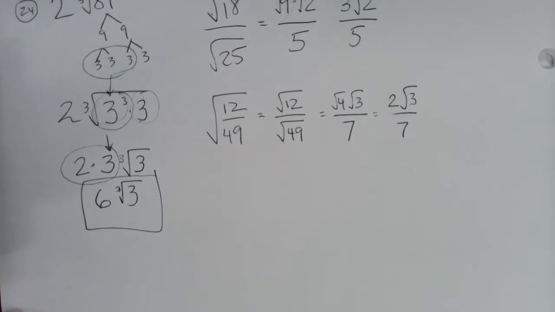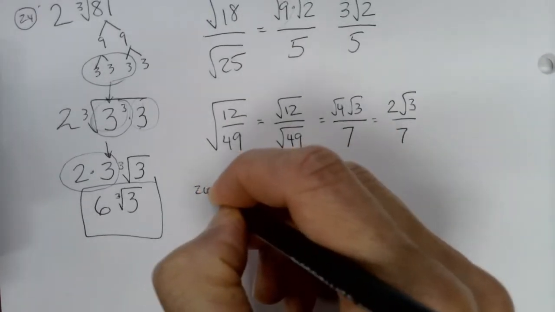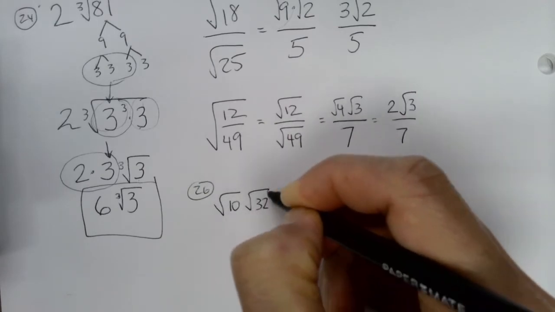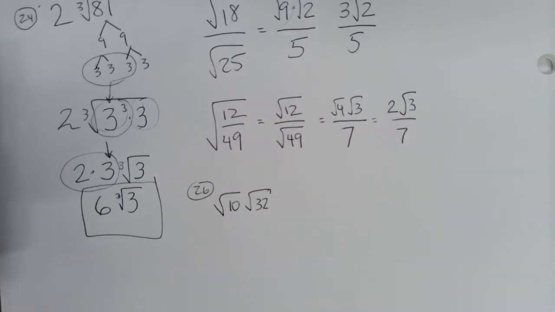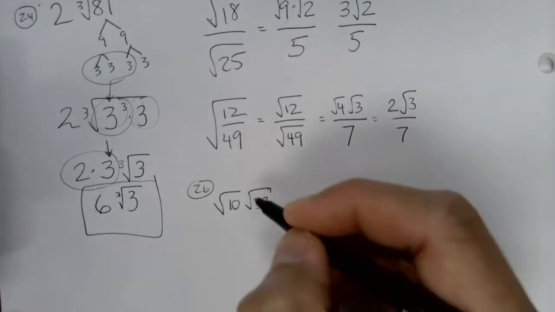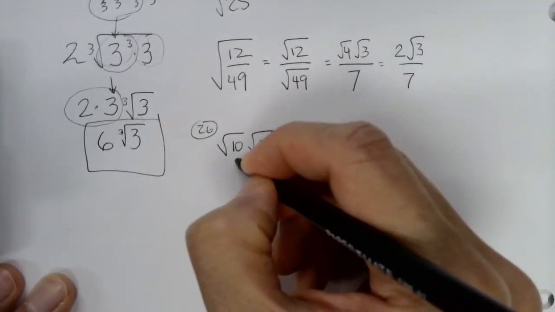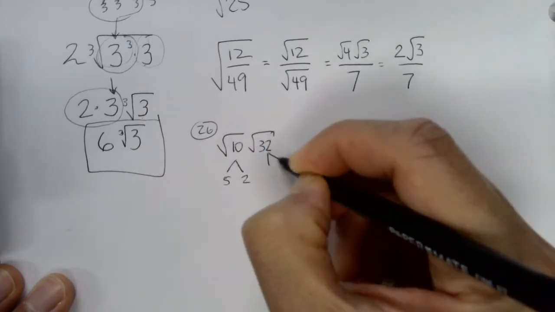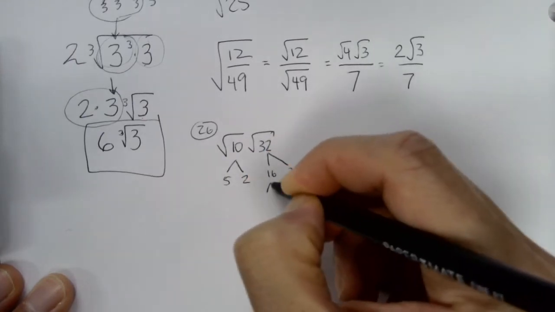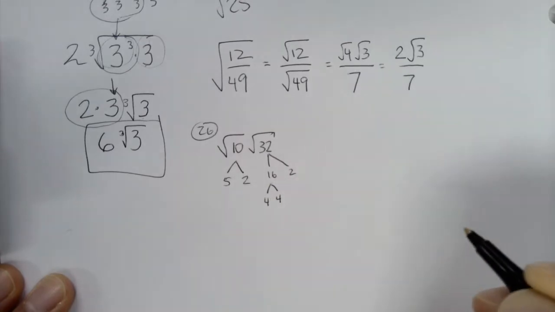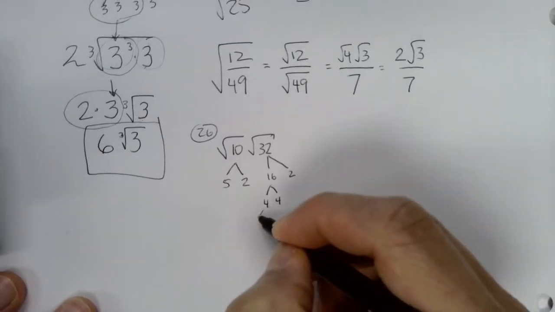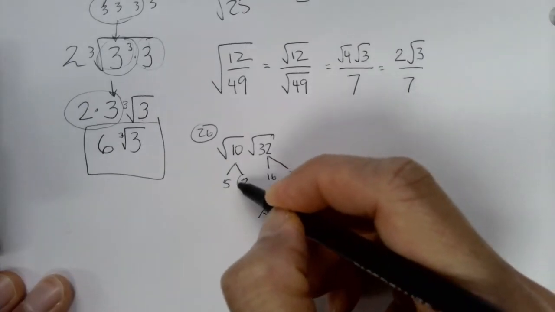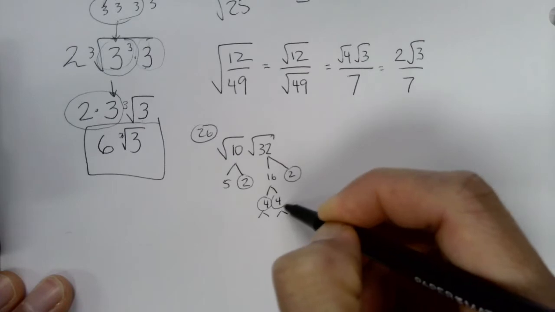Let's take a look at number 26. I've got root 10 times root 32, and we want to see if that will simplify. So there are two ways to do this. One, I can look at each one separately. That's 5 times 2. This is 16 times 2, which is 4 times 4 times 2, and you could go further, right, into 2's. But if you stop and notice, I've got 2 2's and 2 4's.